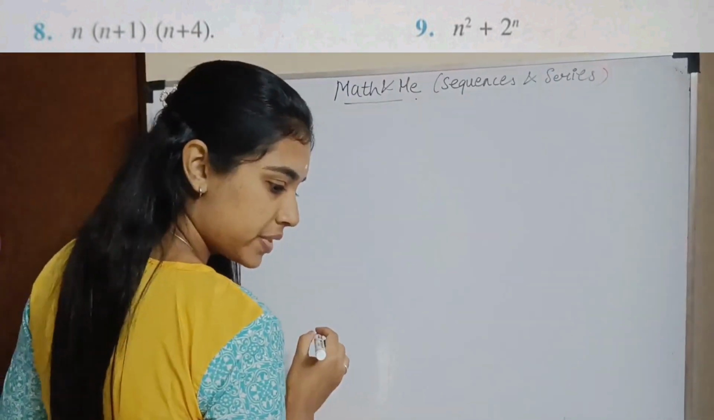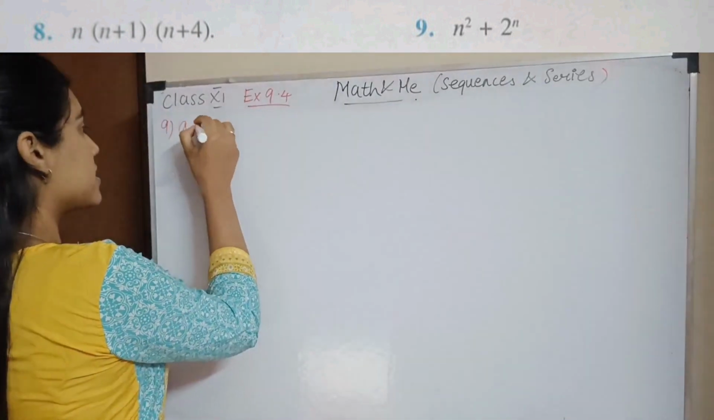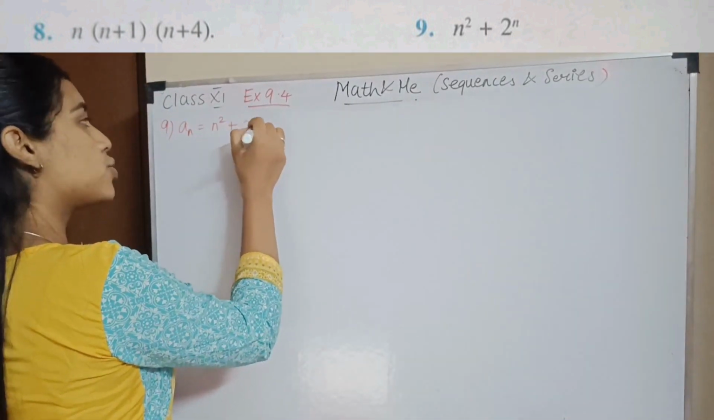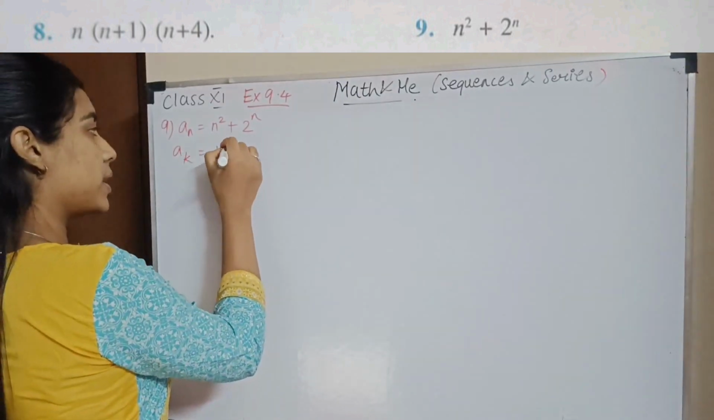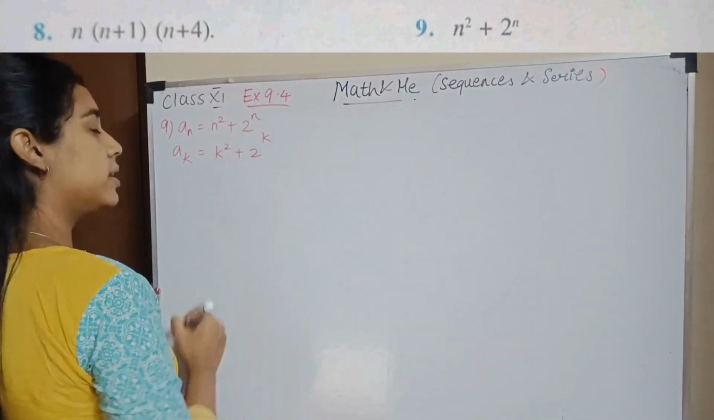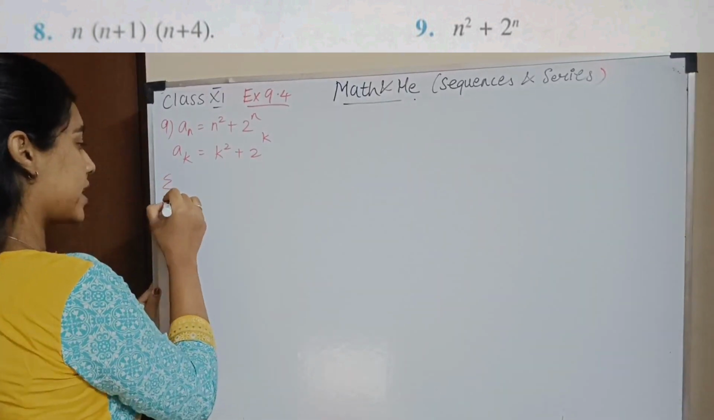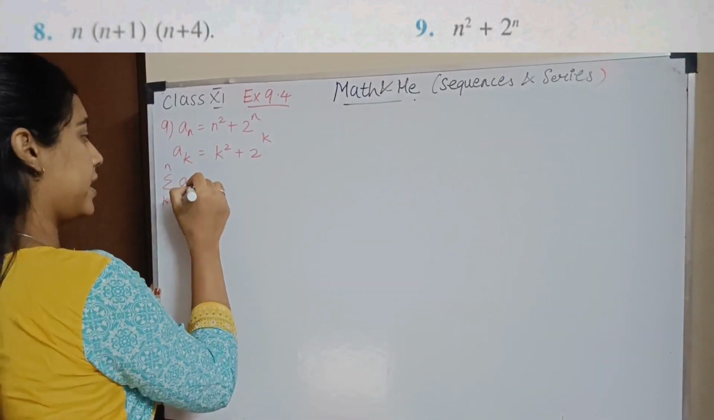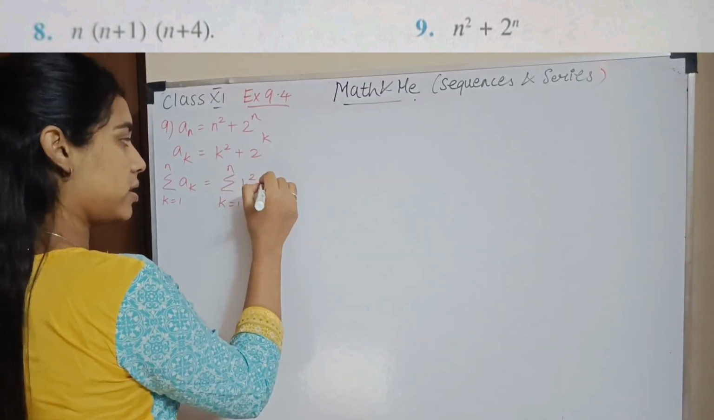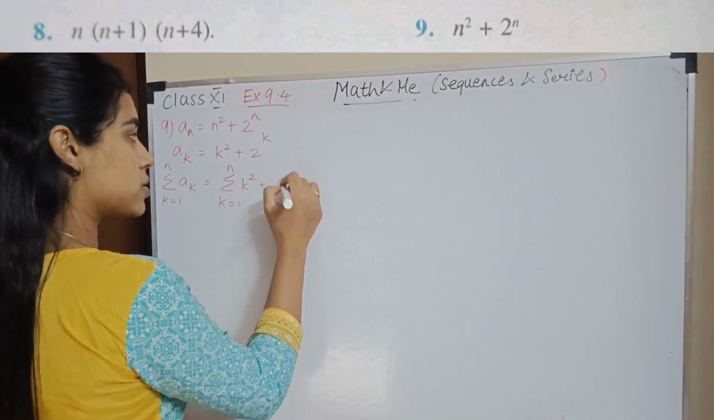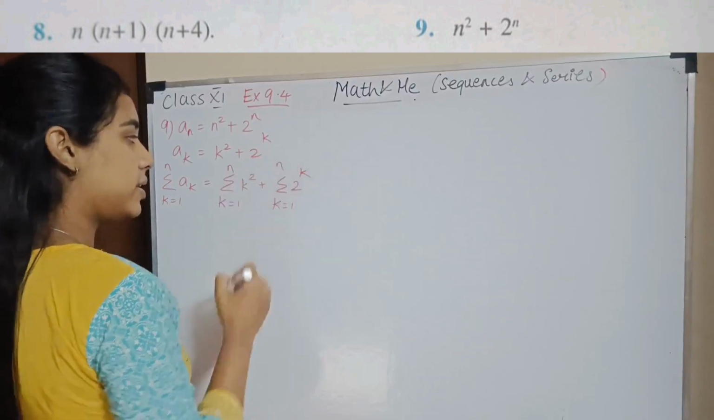Ninth question. Your an is given to be n square plus 2 to the power n. So what is your ak? K square plus 2 to the power k. Now taking sigma on both sides, k equals 1 to n of ak equals sigma k equals 1 to n of k square plus sigma k equals 1 to n of 2 to the power k.